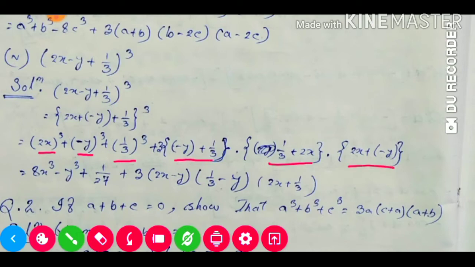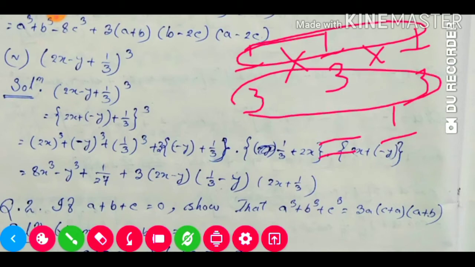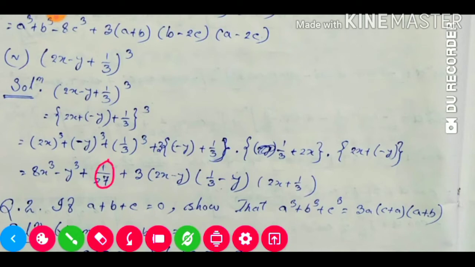Now 2x whole cube will be 8x cube, and minus y three times, so it will be minus y cube only. And 1 by 3 whole cube: how many times is 1 by 3 there? Three times. So 1 three times if we multiply, it is 1 only, and 3 three times if we multiply, it will be 27. So it will be 1 by 27.